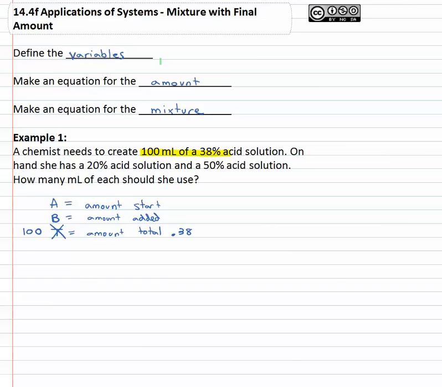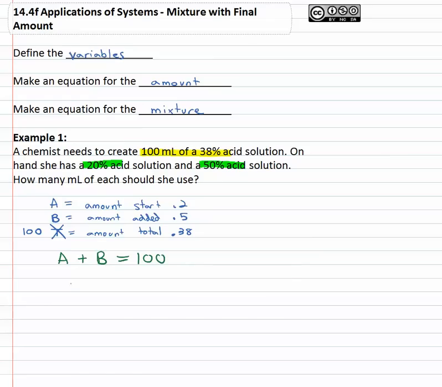On hand, then, she's got 20% and 50%, and it doesn't really matter which one we start with and which one we add. And so we can end up with an equation to represent this situation. First, an equation for the amounts. She starts with A, we don't know how much, but she adds to it B, we don't know how much, but we do know she ends up with, at the end, 100 milliliters of solution.